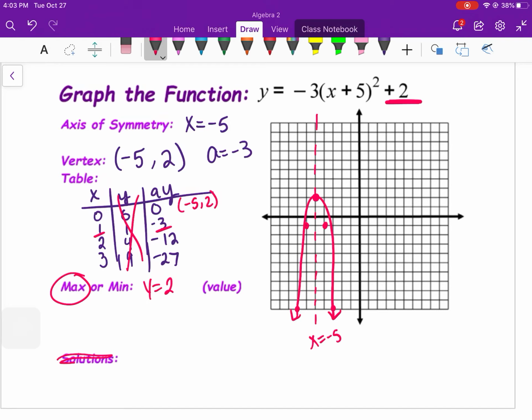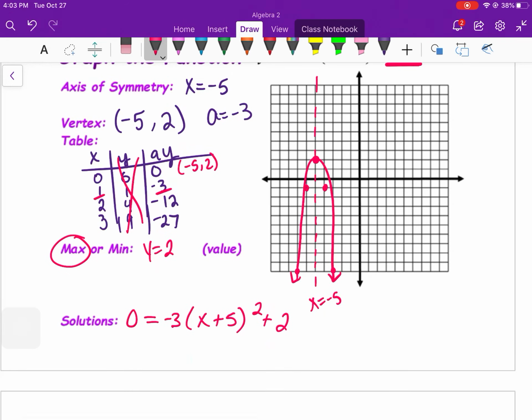It's asking me for the solutions. That'd be the x-intercepts. I'm not going to solve this one. If you wanted the solutions, you would have to set it equal to 0 since it doesn't cross at an exact value, and you'd have to solve it. And we're not going to do that right now.